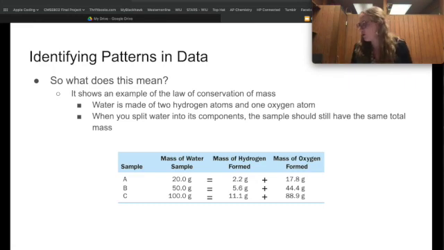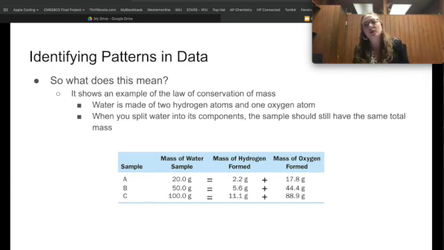So what does this mean? What am I showing you? Well, this is an example of the law of conservation of mass. We'll talk a little more about this in a second, but water is made up of 2 hydrogen atoms and 1 oxygen atom. That's what we're saying when we say H2O, right? We've heard H2O before. So 2 H's, 2 hydrogens, and then you just have 1 oxygen hanging out there as your O.